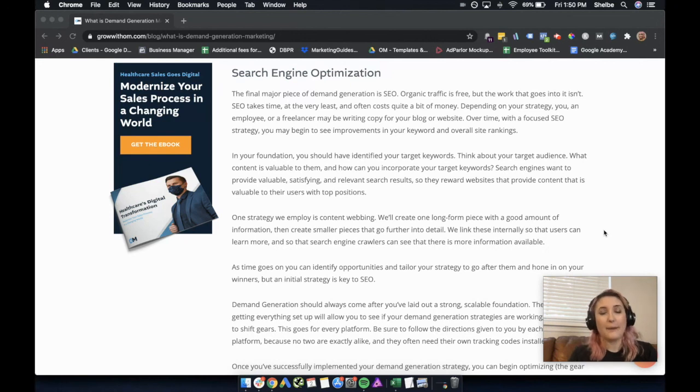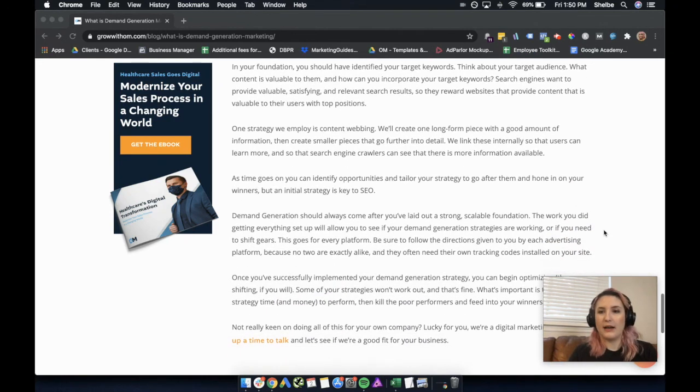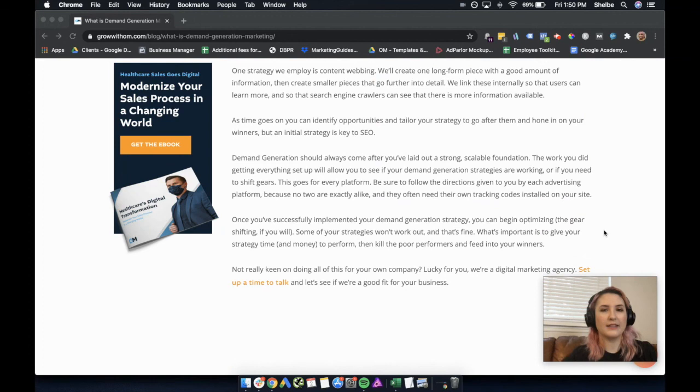So we do a couple of things here at OM to kind of work with a content strategy. One strategy that we use a lot is content webbing. We basically just create one long form piece of content, typically anywhere between 1,000 and 2,000 words, kind of our pillar piece. And then we create smaller pieces that go further into detail and link back to that main piece, called supporting pieces. So we link them all internally so that users can learn more, and so that search engine crawler bots can see that there's more information available to them.